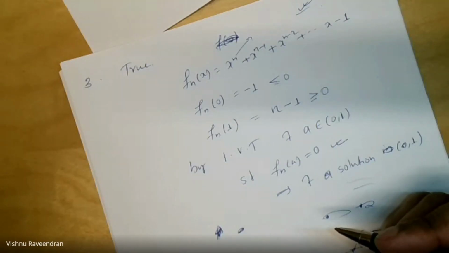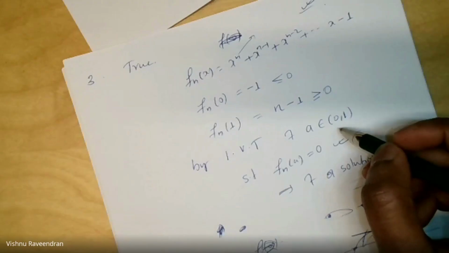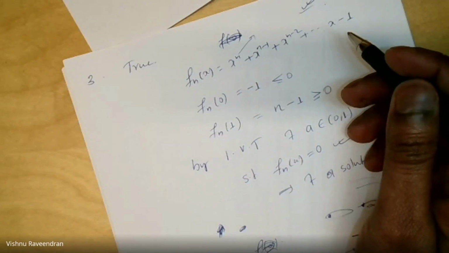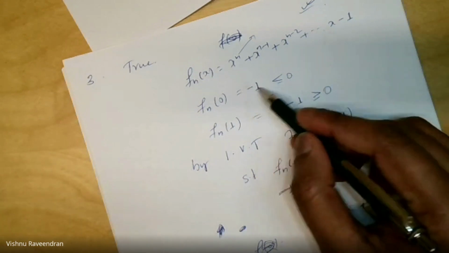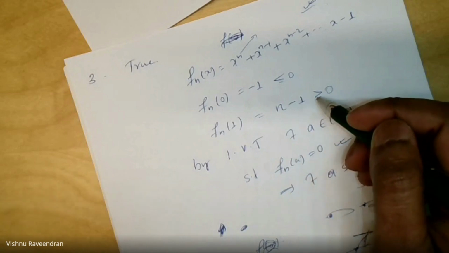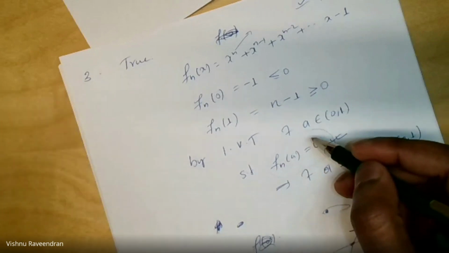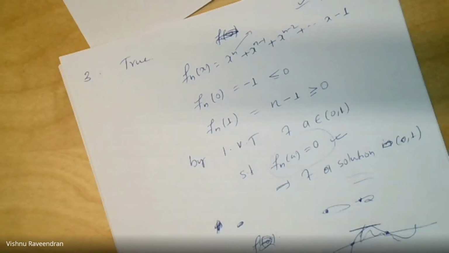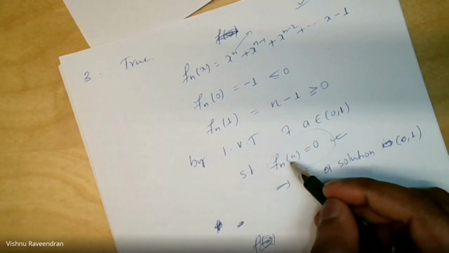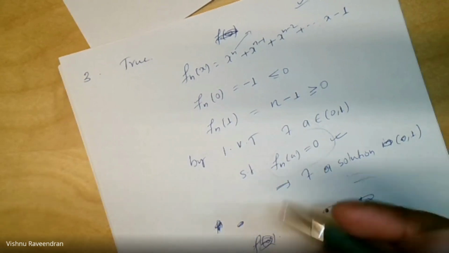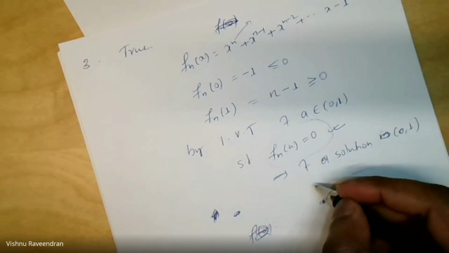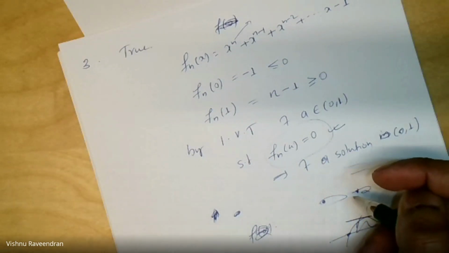F of 0 is -1 and f of 1 is greater than or equal to 0, so it will cross the x-axis at only one point, because it's an increasing function. That f of 0 is negative and f of 1 is nonnegative only gives that there exists some root. But to show that there is only one solution, you need to prove that fn is a one-to-one function. To prove that, you can argue that fn is strictly increasing and continuous, so it will be one-to-one.